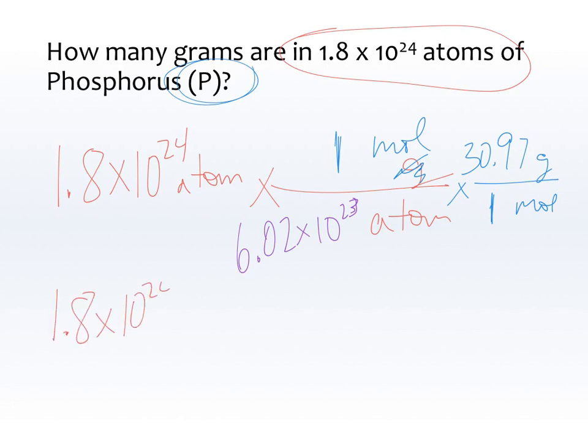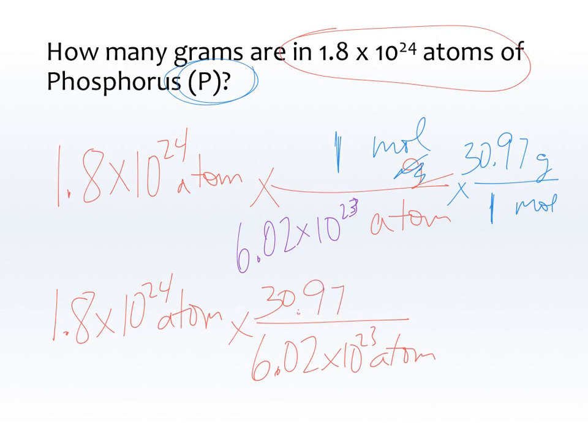1.8 times 10 to the 24 atoms. 6.02 times 10 to the 23rd atoms is 1 mole, and 30.97 grams is 1 mole, so those two things really do equal each other. Either way, whether you solve it with the top or the bottom, it'll be the same thing. So we'll have 1.8 times 10 to the 24 times 1 times 30.97 divided by 6.02 times 10 to the 23rd divided by 1 gives you 92.6 grams of phosphorus. And there you go.